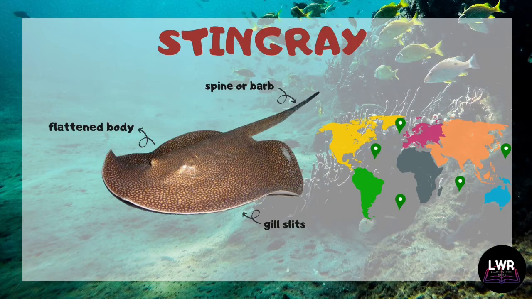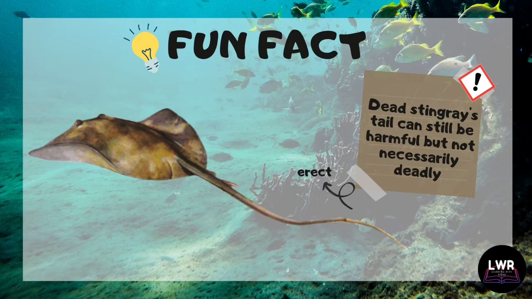Stingrays are practically inactive creatures, and they spend most of their time partially buried in the sand. And their movement resembles that of a wave because they flap their sides like wings, and even though its tail is used primarily for self-defense, it can also serve assistance in maneuvering in the water. Although a dead stingray cannot cause you harm, its tail can still be harmful but not necessarily deadly, especially if a stingray's spine is erect when it died.